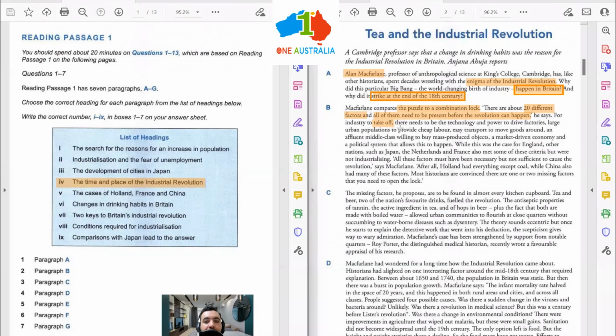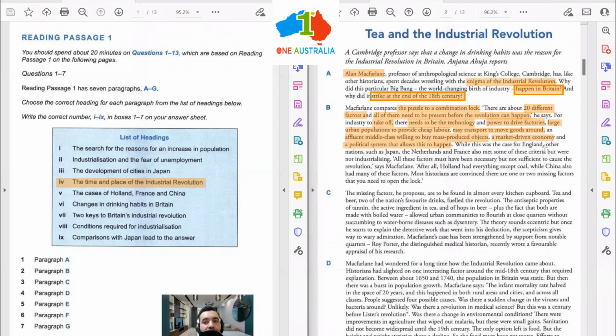What was needed? He is saying there needs to be technology, power to drive factories, large urban populations to provide cheap labor, easy transport to move goods around, an affluent middle class. Affluent means a wealthy middle class willing to buy mass produced objects, a market driven economy, and a political system that allows this to happen, right?